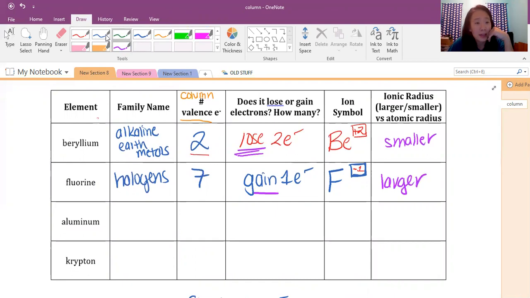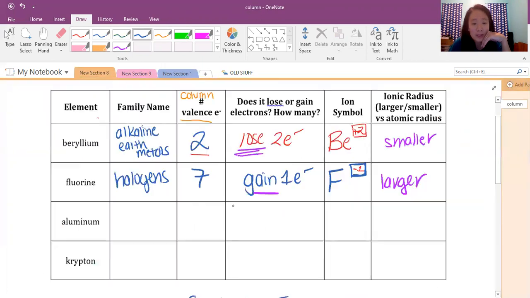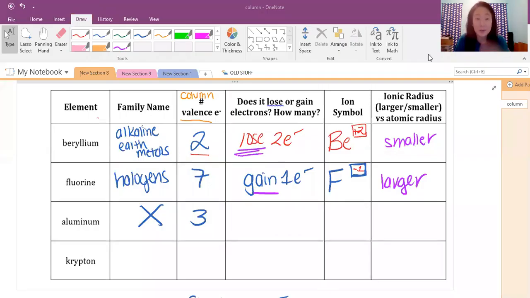Okay, so next, aluminum is here. Aluminum is in the 3rd column, so it has 3 valence electrons. Aluminum doesn't have a family. It's not part of the 4 main families that we learned, so it just doesn't have one. So forget it. Aluminum has only 3 on the outside.